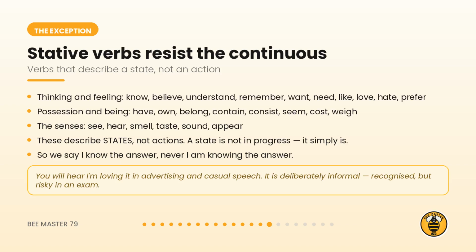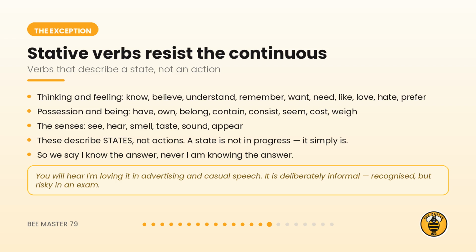Some verbs resist the continuous almost completely. We call them stative verbs. Verbs of thinking and feeling: know, believe, understand, remember, want, need, like, love, hate, prefer. Verbs of possession and being: have, own, belong, contain, consist, same, cost, weigh. And verbs of the senses: see, hear, smell, taste, sound, appear.